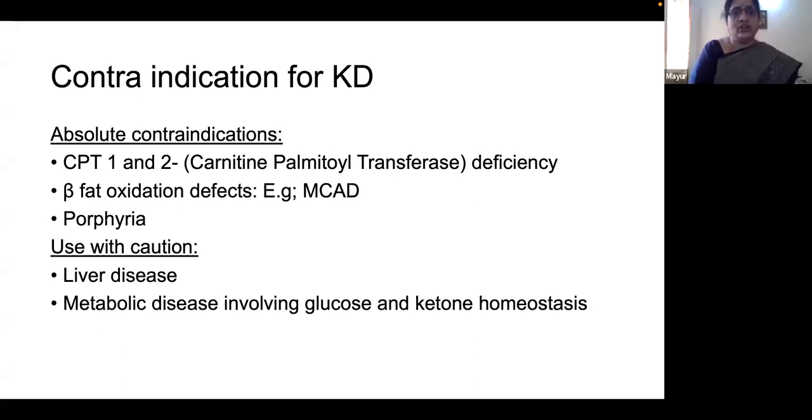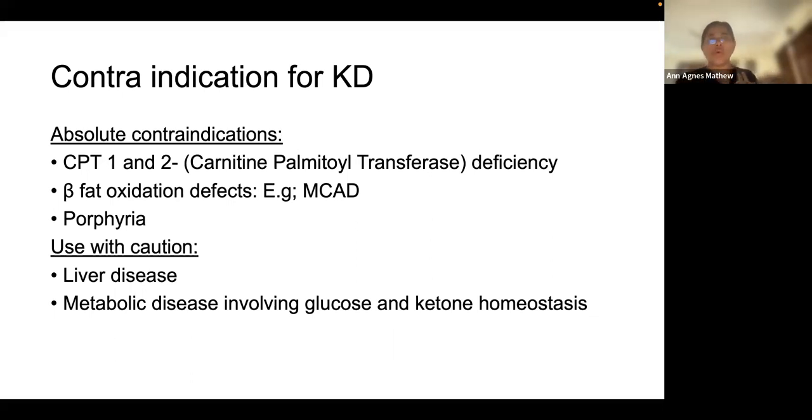So contraindications, I think Dr. Anu will be able to explain about contraindications. The only absolute contraindication is where your liver is not able to produce ketones. So this would be specific defects in the beta oxidation pathway, like carnitine palmitoyl transferase type 1 and type 2 deficiency, beta fat oxidation defects such as MCAD, and porphyria, where the liver is already very weak. So these are the three things that are absolute contraindications. Because of this, we always assess tandem mass spectroscopy and check that the beta fat pathway is intact, CPT is intact, and that they're able to produce ketones.